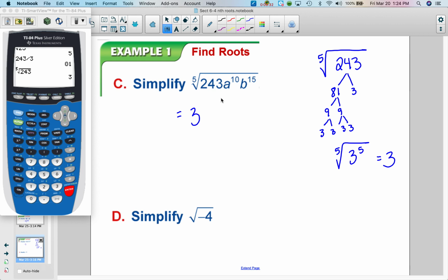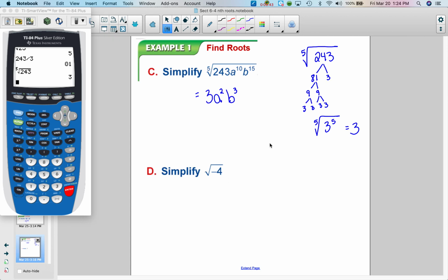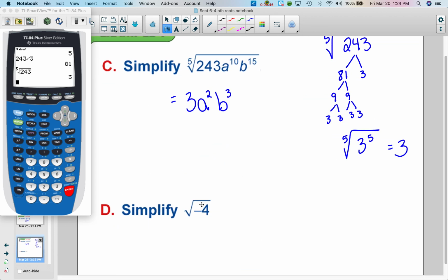5 goes into 10 2 times, nothing left over. 5 goes into 15 3 times, nothing left over. So that's my answer. Now on a problem like this, part D, you'll be much better at because this is square root. Now you know the square root of 4 is 2, and hopefully you all remember what to do with this negative when it's under the radical, because remember the square root of -1 equals i. So my answer is just 2i. So that's not new. This with a fifth root is new.